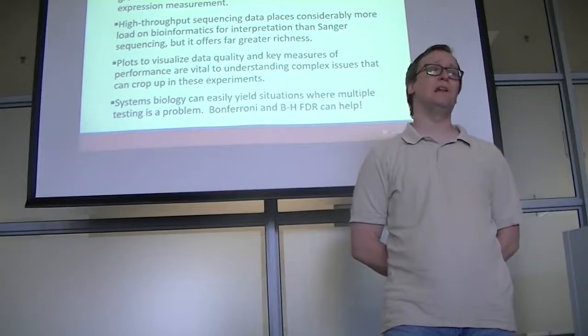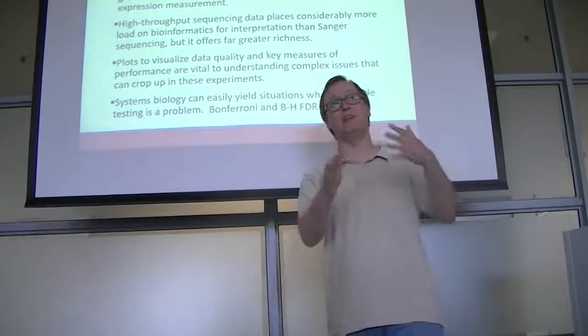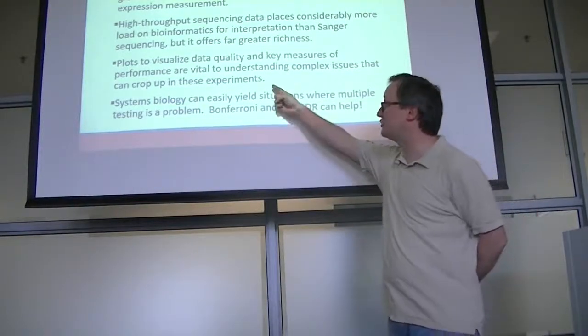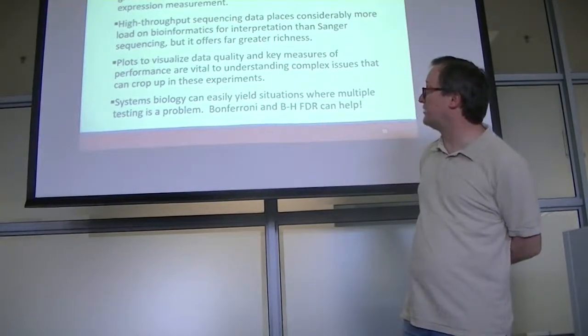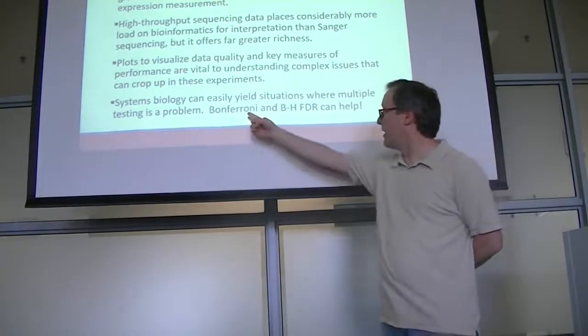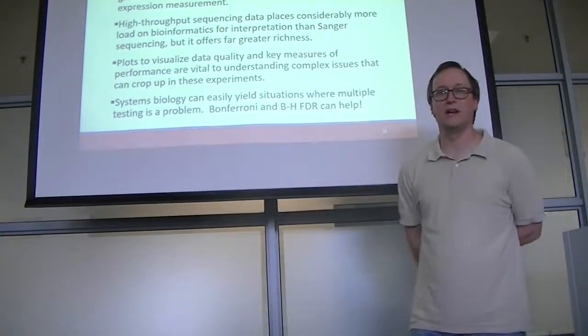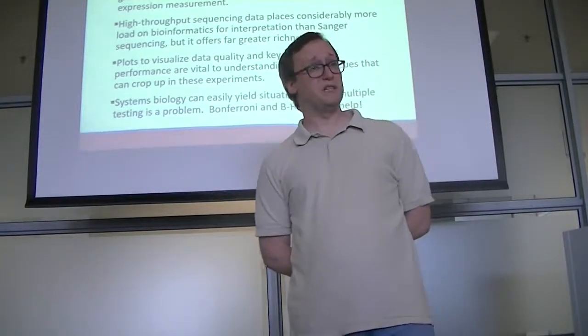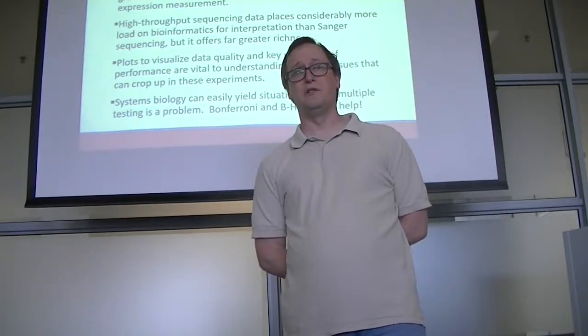Looking at normalization plots, looking at MA plots to evaluate bias as a function of abundance, these are all quite essential. Systems biology can easily yield situations where multiple testing is a problem. Bonferroni and Benjamini-Hochberg FDR really matter. They can make your life a lot better. They can protect you from that evil person who is reviewer 3.